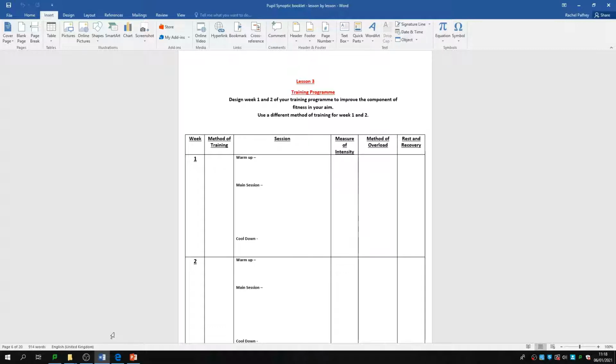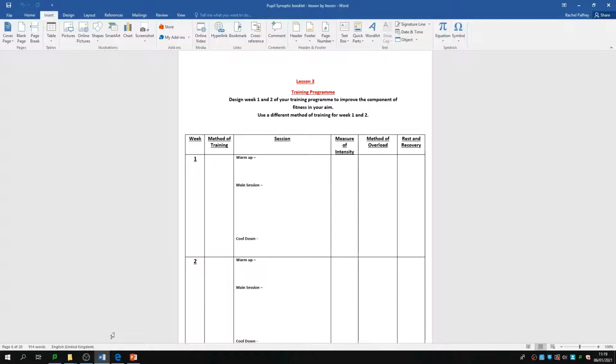If you are picking aerobic endurance, you need to do methods of training such as circuits, continuous training, or fartlek training. Circuits are where you set out different exercises at different stations. For aerobic endurance you are looking at things such as running on the spot, shuttle runs, star jumps. Don't use much body weight training because that would be muscular endurance.